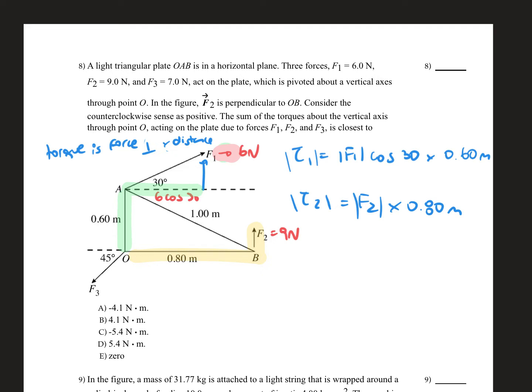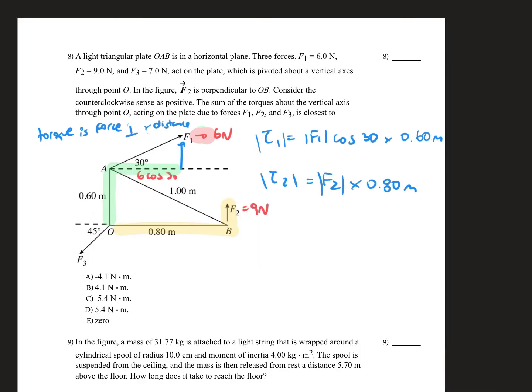Now it's telling us to consider the counterclockwise sense as positive. So the question for us is, find the sum of the torques about the vertical axis through the point O, acting on the plate due to forces F1, F2, and F3. Now one thing we should know is that the torque is going to be the force perpendicular times the distance. So in the first case, the torque 1 is going to be related to the force 1. So the force perpendicular to F1, 6 newtons, is going to be this side. And the distance is going to be 0.6 meters.